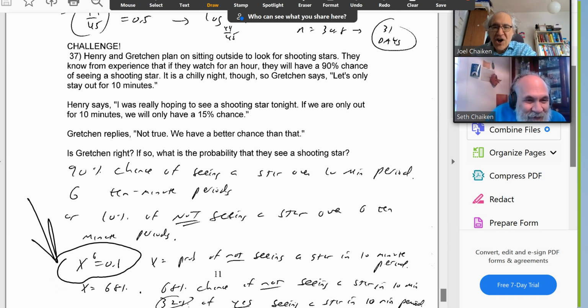So he's back solving. He knows that the final answer was supposed to be 10% from the problem. So he's back solving to see what the probability is in any 10-minute period of not seeing a star. He realizes that the probability of not seeing a star is 68%. Then you do the complement of that, which means 32% of seeing a star. So it's almost like a backwards problem twice.